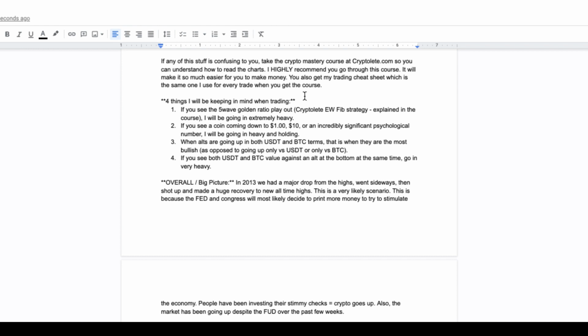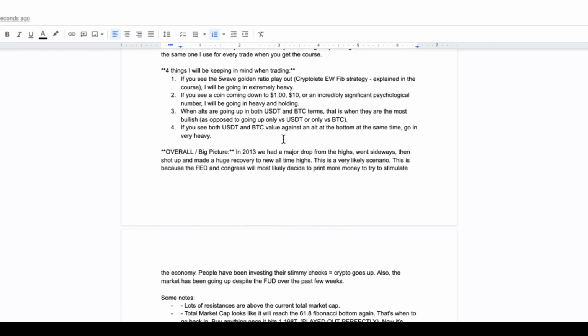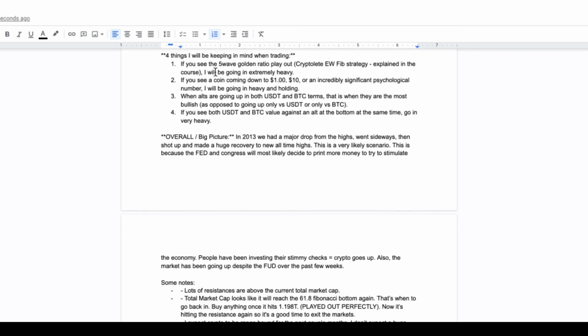So, 4 things that I keep in mind when trading. If you see the 5-wave golden ratio play out, the Crypto Elite EW fib strategy, which is explained in the course, then I go in extremely heavy.